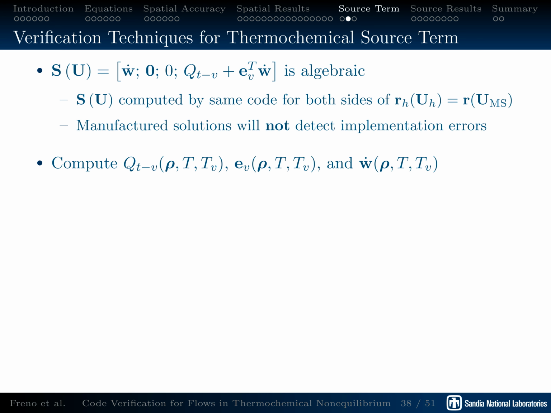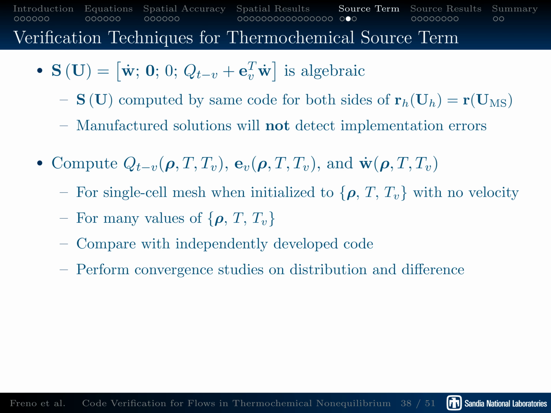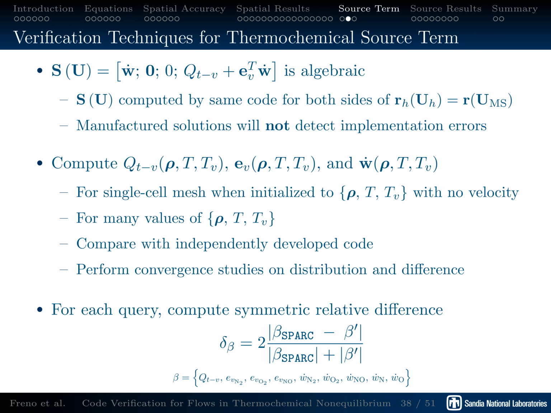We are therefore going to compute the translational vibrational energy exchange, the vibrational energies, and the mass production rates for a single cell mesh with no velocity, for many values of the species densities and the two temperatures. We're going to compare the values with an independently developed code, and we're going to perform convergence studies on the distribution of the values and the relative differences. The relative differences are going to be computed symmetrically at each query.